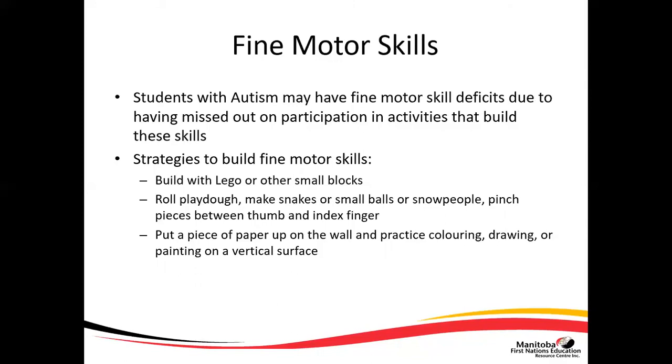So this doesn't necessarily have to be on the wall. You could use an easel, chalkboard, whiteboard, anything where that child is drawing on a vertical surface. And the reason for this is it really strengthens their shoulder and their arm and their wrist muscles, and that will help stabilize and strengthen their hand skills as well.